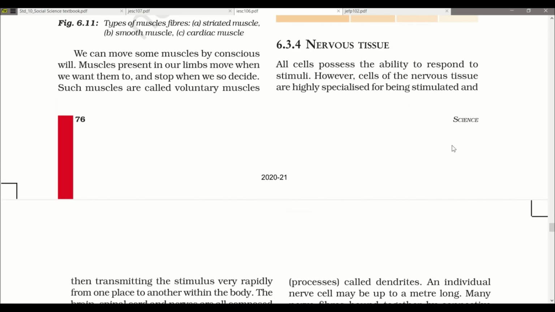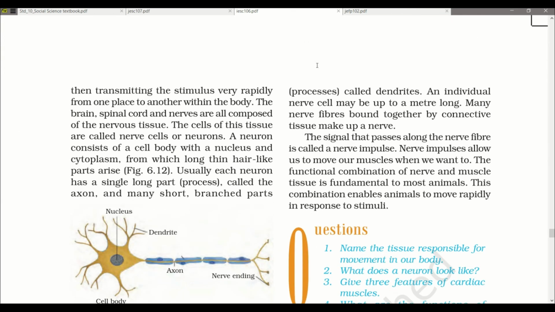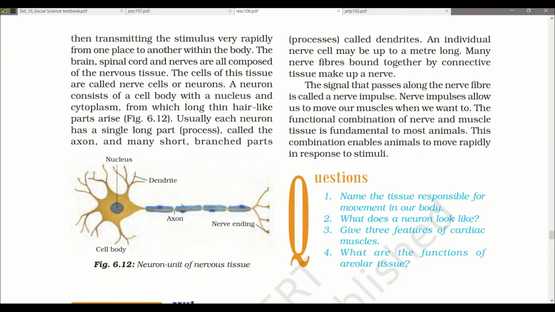Then we have another tissue known as nervous tissue. All cells possess the ability to respond to stimuli. However, cells of nervous tissue are highly specialized for being stimulated and then transmitting the stimulus very rapidly from one place to another within the body. The brain, spinal cord and nerves are composed of nervous tissue.